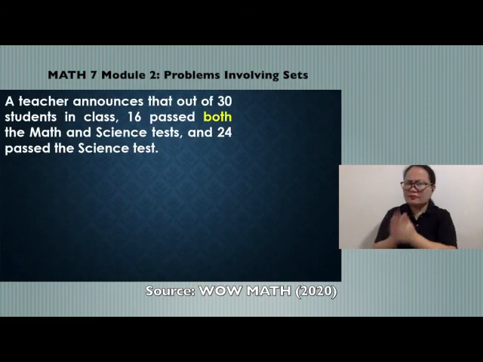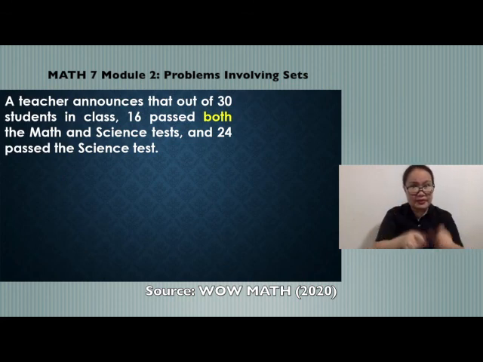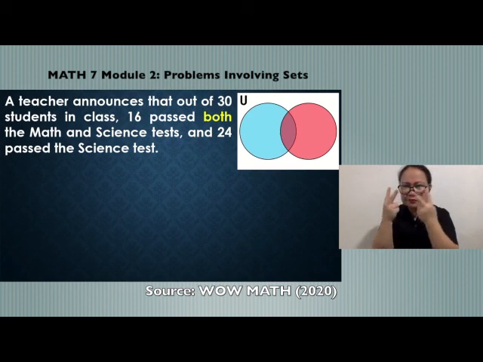Now, this time, we will create our own Venn diagram. A teacher announces that out of 30 students in class, 16 passed both the math and science test, and 24 passed the science test. Okay, so we will be creating our own Venn diagram. So, take note of your variables. We have math and science.